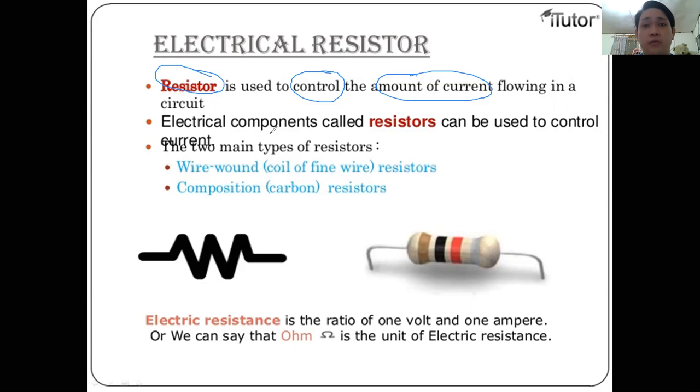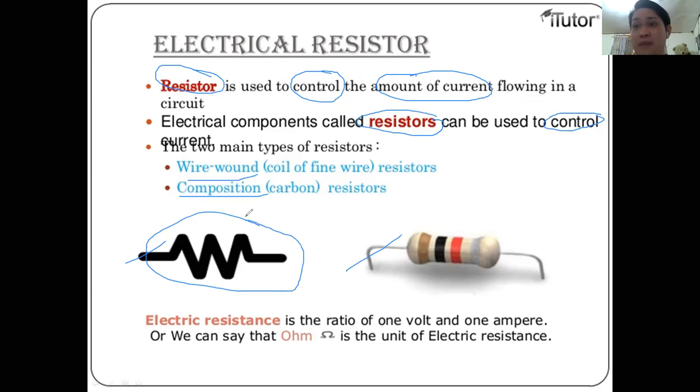Electrical components called resistors can be used to control the current. If you want to control the current, then you need a resistor. There are two main types of resistors: a wire wound coil of fine wire resistor, and a composition or carbon resistor. You can look at the illustration showing the two types of resistors, and this one is the symbol used to describe a resistor.